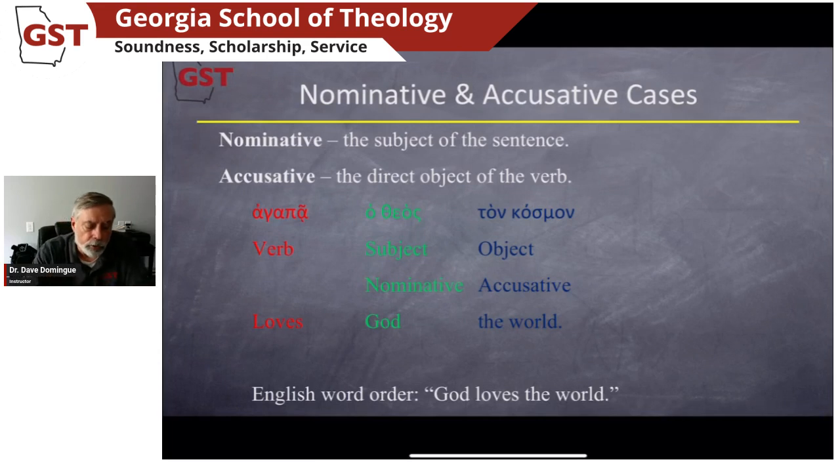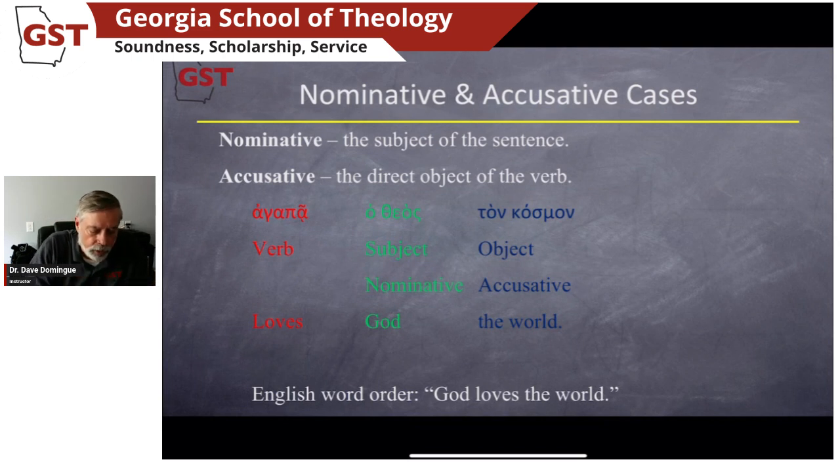The nominative, which is the subject of the sentence, and the accusative case, right? The accusative is the direct object of the sentence. So in English, word order matters. Now, Greek word order matters too, but not for the same reasons. In English, word order matters because that's how we understand how the words function. The subject will almost always come before the verb that is describing the action that the subject is doing. And then the object that is receiving the action will come after the verb, right?